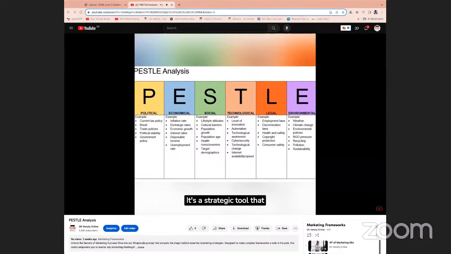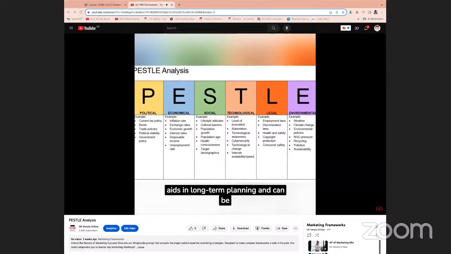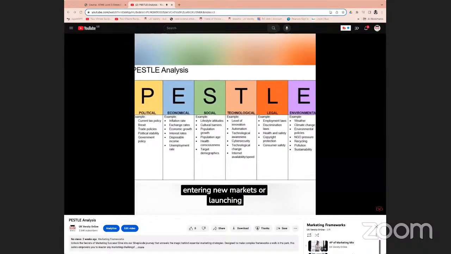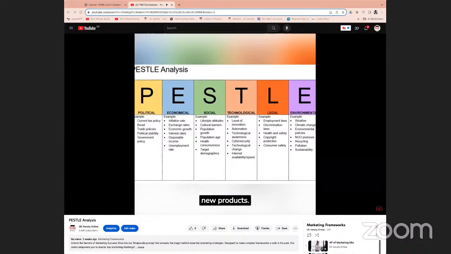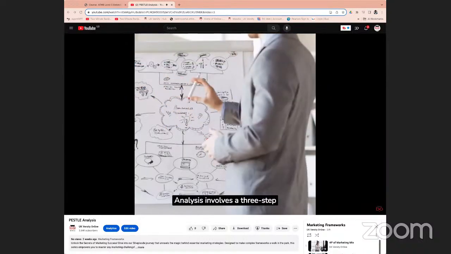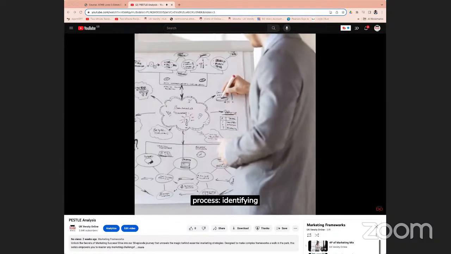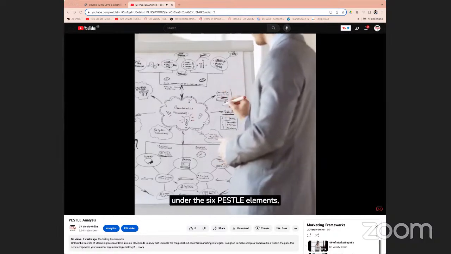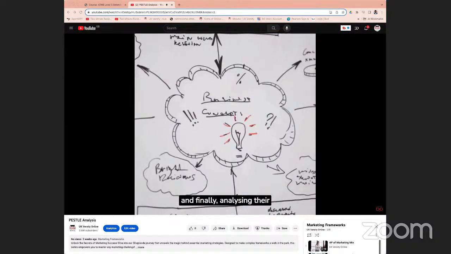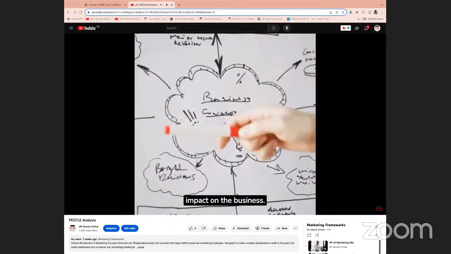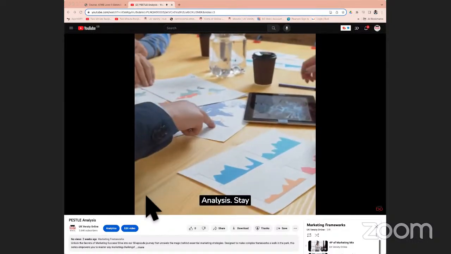It's a strategic tool that aids in long-term planning and can be especially useful when entering new markets or launching new products. Executing a PESTEL analysis involves a three-step process: identifying factors, categorizing them under the 6 PESTEL elements, and finally, analyzing their impact on the business. That's a quick overview of PESTEL analysis.